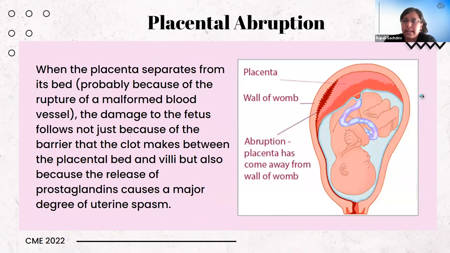So what is placental abruption? What happens in placental abruption is the placenta separates from its bed, and because of the premature separation, there's a lot of bleeding that happens. The damage to the fetus is not just because of the clot between the placental bed and villi, but also it releases prostaglandins and causes uterine spasm. So in essence, the placenta is getting separated, it's causing a release of prostaglandins and causing the uterus to contract.